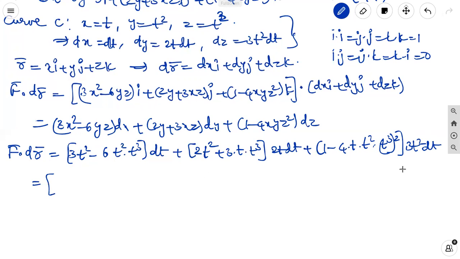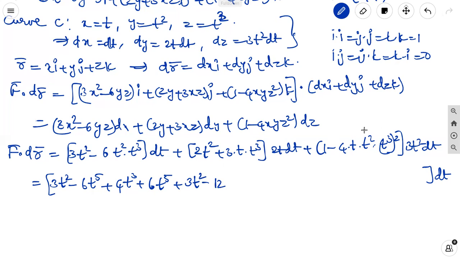Dt is common to all the terms, so we take it outside the bracket. 3t square minus 6t power 5, since the bases are the same we add the powers, plus 4t cube plus 6t square, plus 3t power 5 plus 3t square minus 12t power 11, into dt.